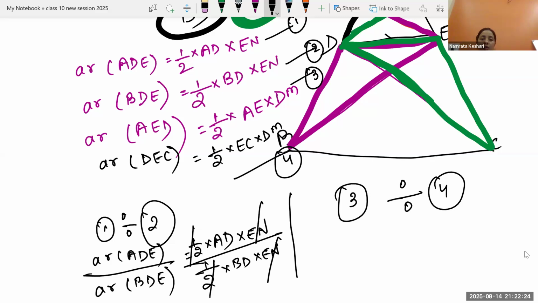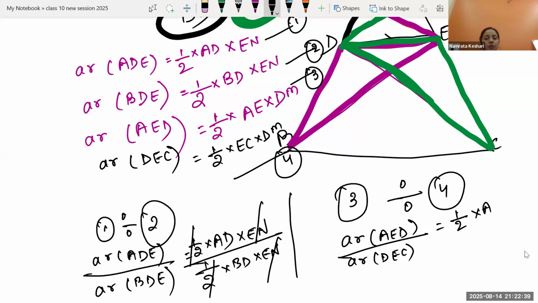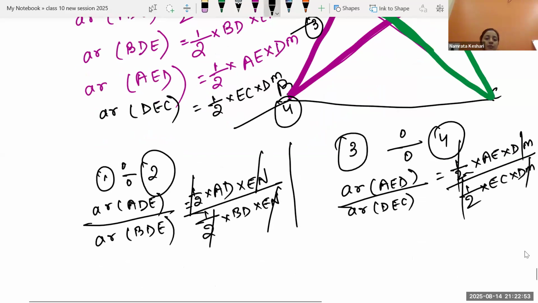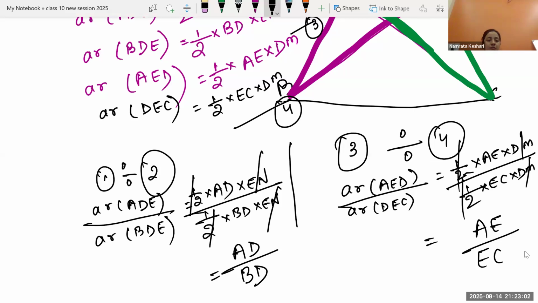by BD. On the other side also, equation 3 divided by 4, you are having area of triangle AED over area of triangle DEC. For AED, we had 1 by 2 into AE into DM. And for DEC, we had 1 by 2 into EC into DM. DM gone, 1 by 2, 1 by 2 gone. So we are left with AD by BD over here and AE by EC over there. Any confusion so far? No, ma'am.